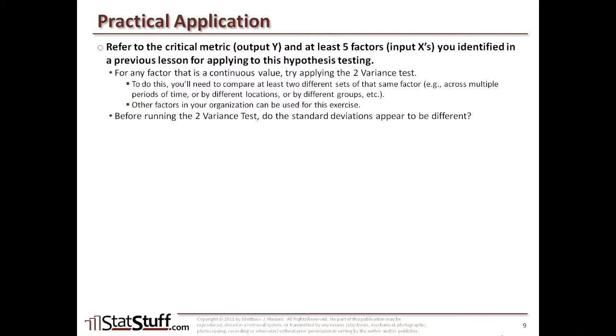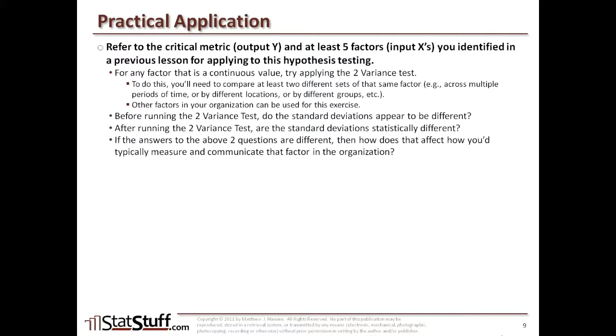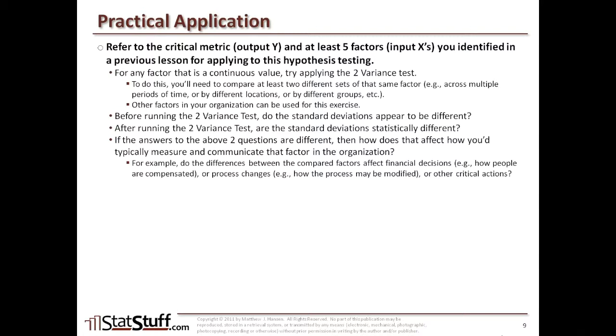So before you actually run the two variance test, ask yourself, do the standard deviations appear to be different? And then run the two variance test, and then ask yourself, are the standard deviations statistically different between the groups? If the answers for those two questions are different, then ask yourself, how does that affect how you typically measure and communicate the factor from within your organization? So as an example, do the differences between the compared factors somehow affect some financial decisions that are made, or process changes, or maybe other types of critical decisions or actions that are taken within your organization? If it does, then how should the results from this two variance test be used to influence your organization?